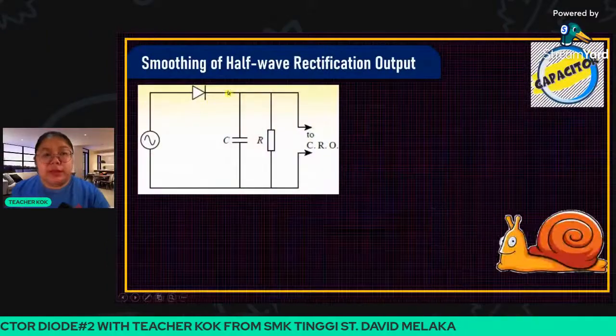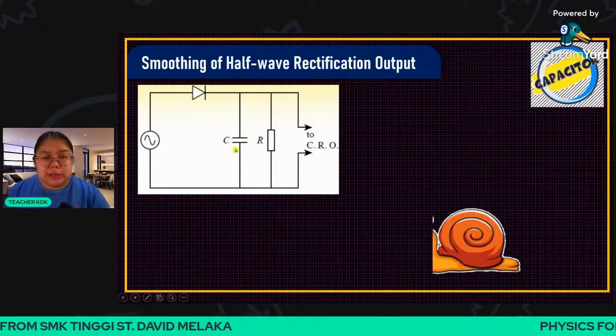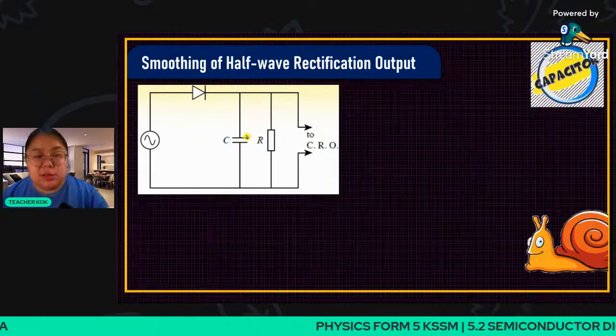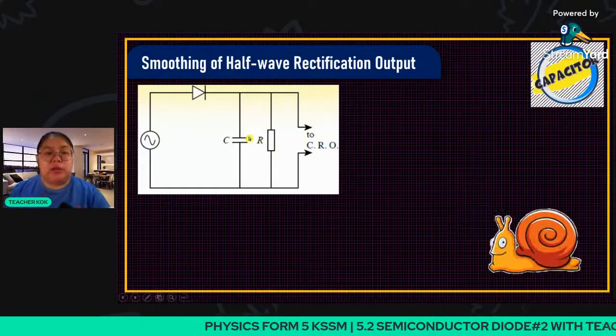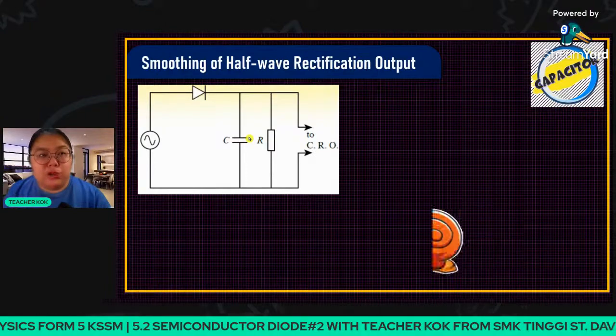Okay, smoothing the half-wave rectification output. This one is a capacitor. The capacitor must be joined in parallel with the resistor. Okay, the symbol is a double line, the same. You don't draw one shorter, one longer.